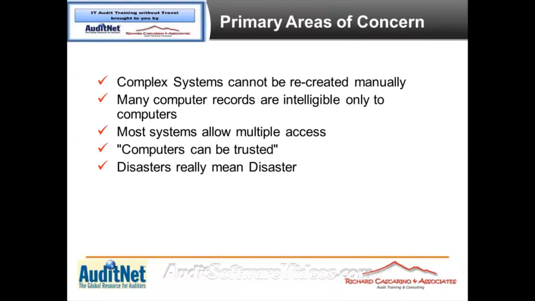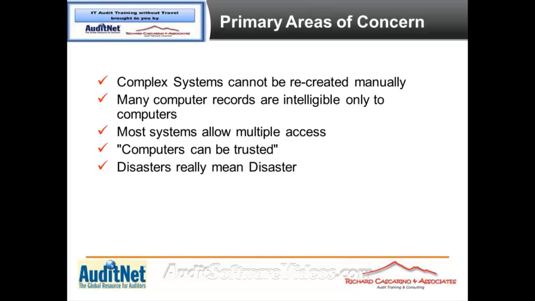Our primary areas of concern, when you're looking at any kind of computer records or computer system, there's a huge problem, because modern computer systems are complex, and the complex ones cannot be recreated manually. So if something goes wrong, it's gone wrong, and it's gone wrong drastically. And many computer records are intelligible only to computers. So you can't just look at the printouts, because half of the information never comes out on a printout. You're going to have to look inside the box.